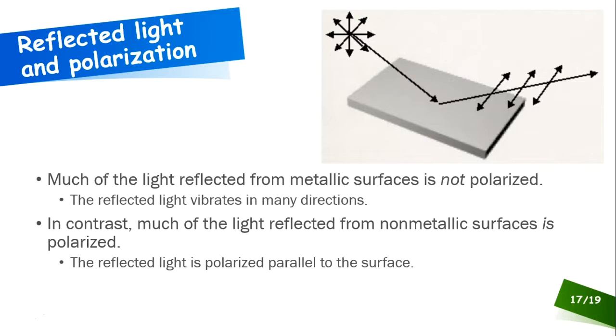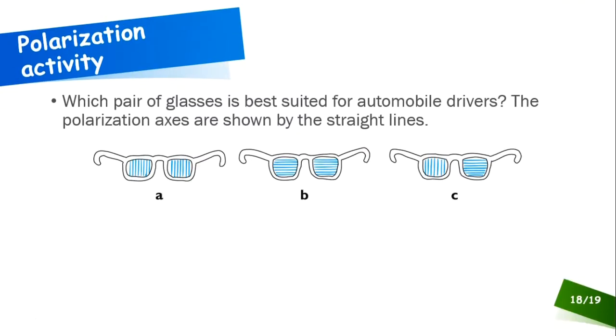And notice that that plane is going to be parallel to the surface that the light's reflected from. So if you're looking at a horizontal surface, the light that's coming off of it is going to be horizontal. If you're looking at a vertical surface, the light that's reflected will be vertical. So with that in mind, which pair of glasses do you think is best suited for automobile drivers? The polarization axes are shown by straight lines.